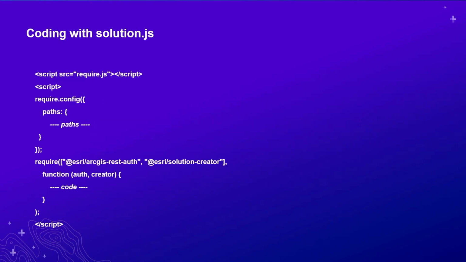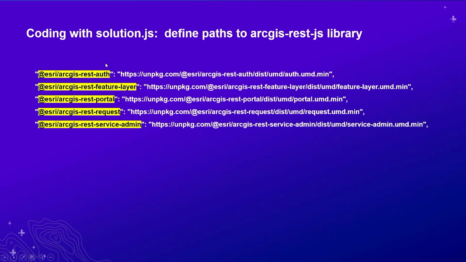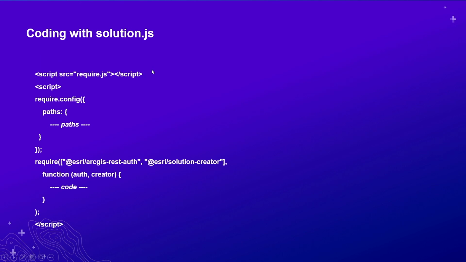Okay, let's actually write a program, or see what a program would look like using the solution.js library. We'll create a solution. Here I have an HTML framework. I begin by including the library that handles my modules for me. I'm using require.js here, but I could easily use Dojo. We have examples in the solution.js library that show both methods.